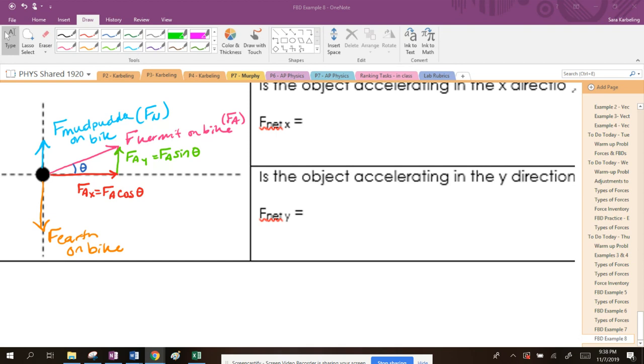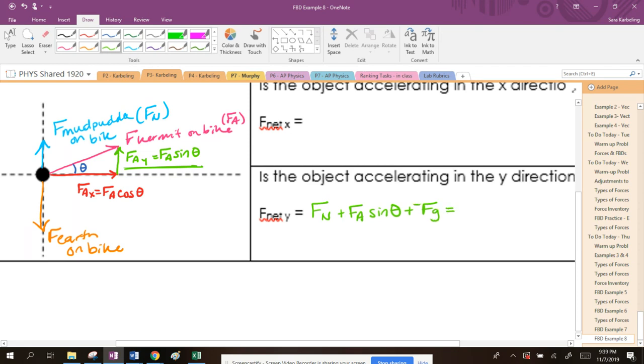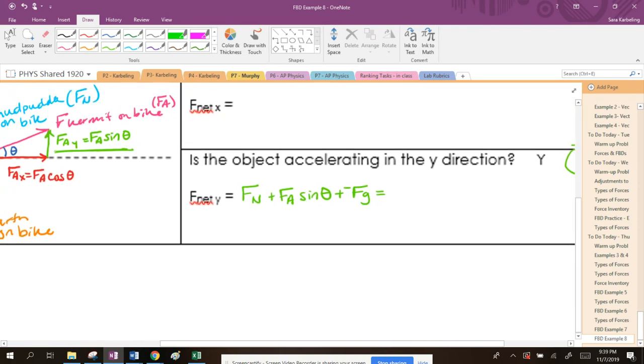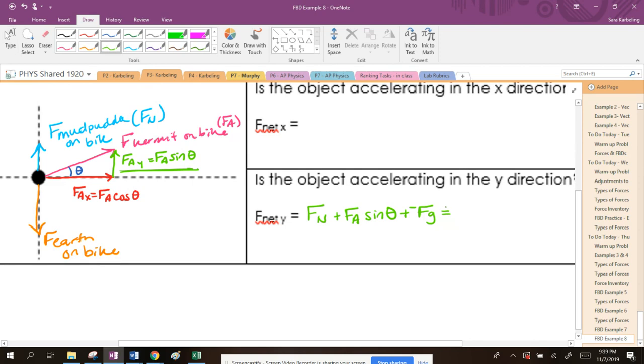You got it. All right, so we've got F net in the y direction is going to be equal to Fn, that's pulling up, plus FA sine theta, that's the FA in the y direction, that's this one here, plus the force of gravity, or FG, and that one we're going to make sure we note is negative. So again, we said, is the object accelerating in the y direction? Indeed, it is not, which means that the net force in the y direction needs to add up to 0.